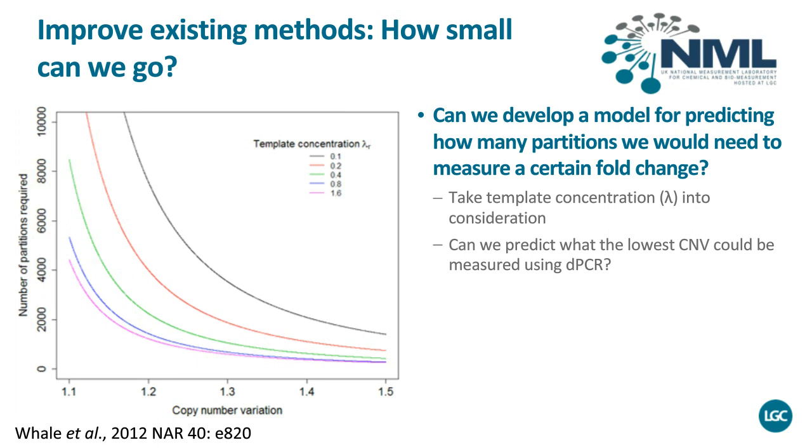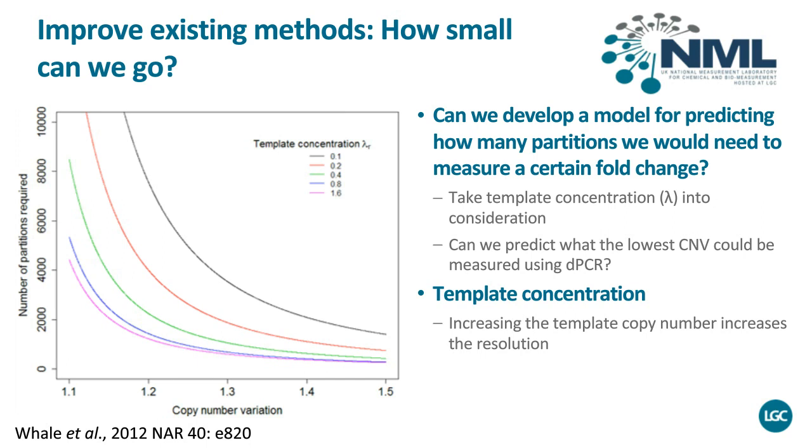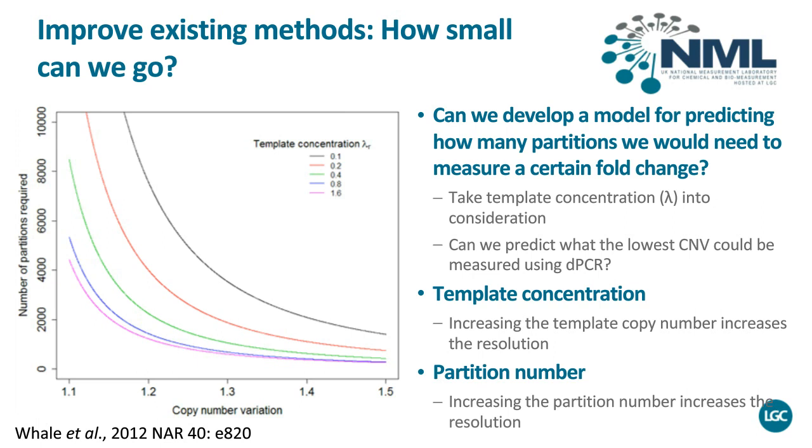And we now know that digital instruments can go far higher than this. We also show template concentration. Of course, you can increase your resolution. And so it was the partition number that seemed to have the biggest effect on increasing the ability to measure small numbers.